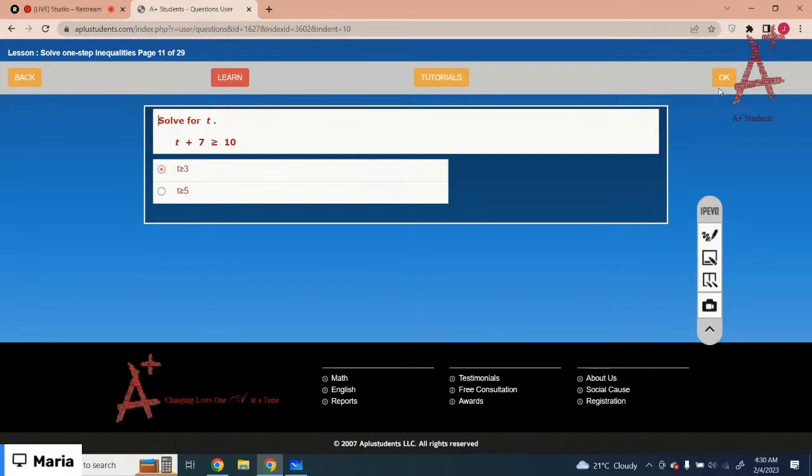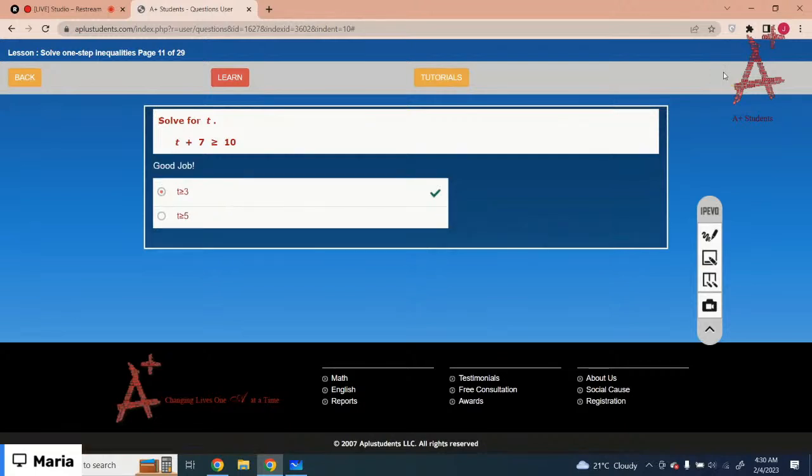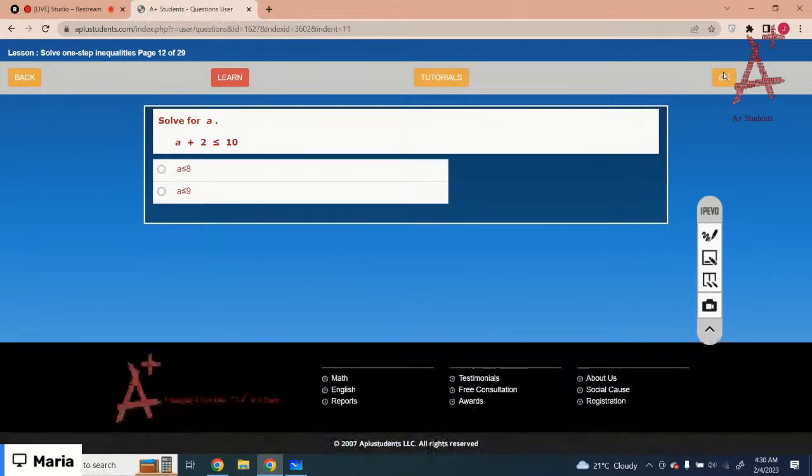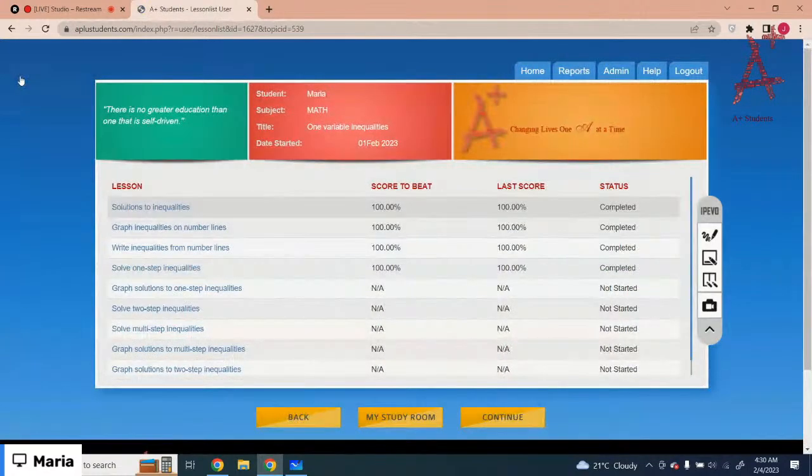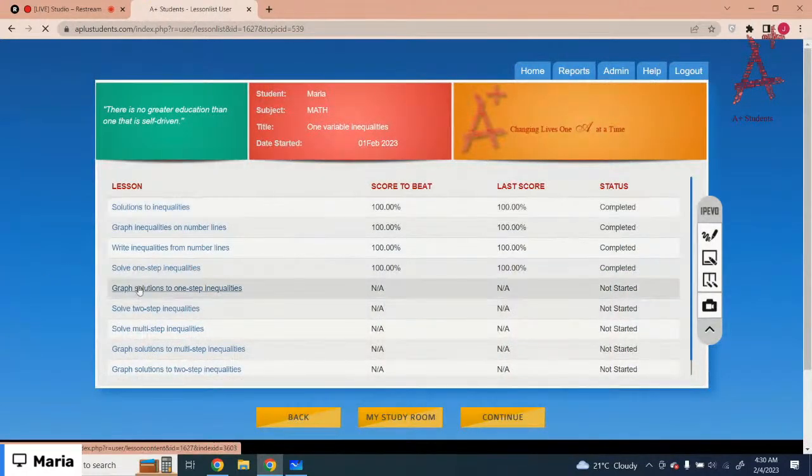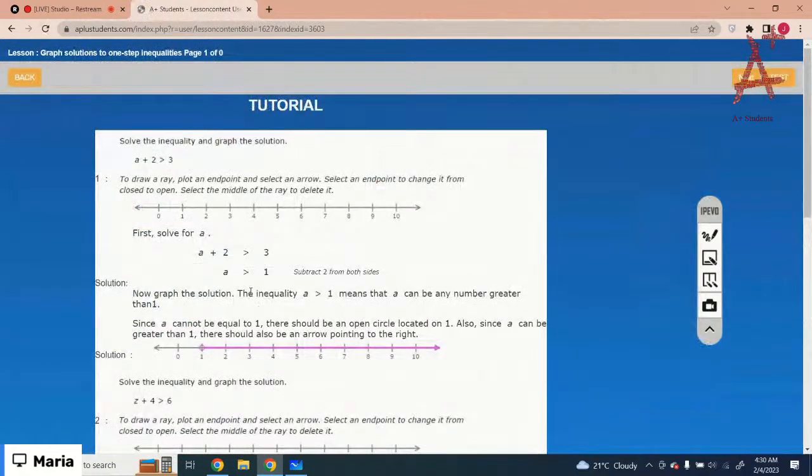Got it? Okay, you can complete the test by yourself later today. Let me just move on to the next lesson. The next lesson is graph solutions to one-step inequalities. Let's just start with the next lesson, that is graph solutions to one-step inequalities.